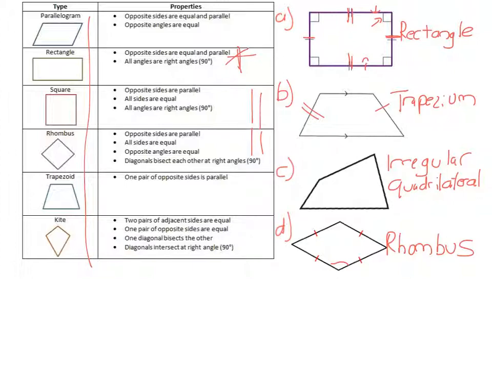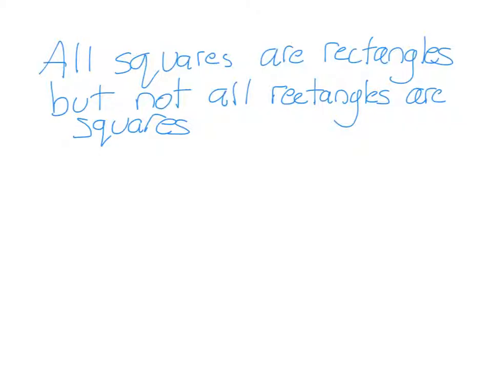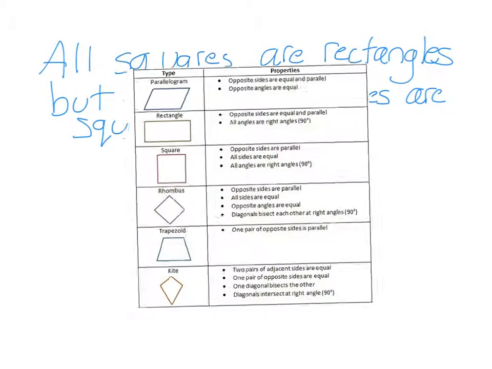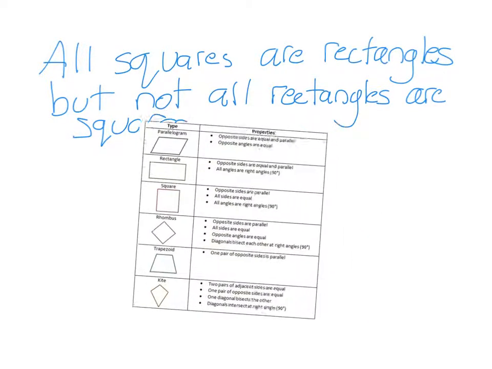Now, I'm going to throw some logic on you. This is going to blow your mind. Did you know that all squares are rectangles, but not all rectangles are squares? So we're going to have a think about why that might be. Think about that while I get the chart up. Think about what the definition of a rectangle is and whether a square also satisfies that definition. So here's the chart that we've been using.